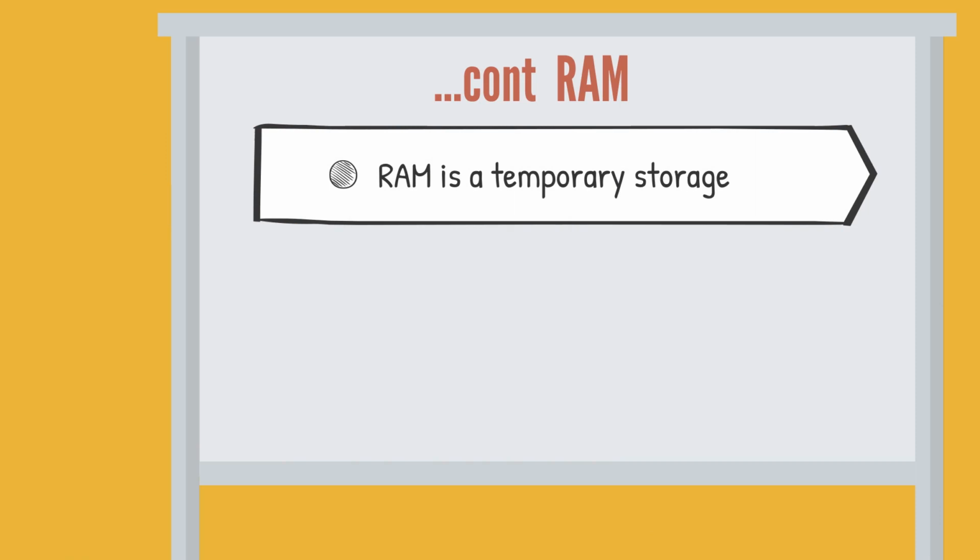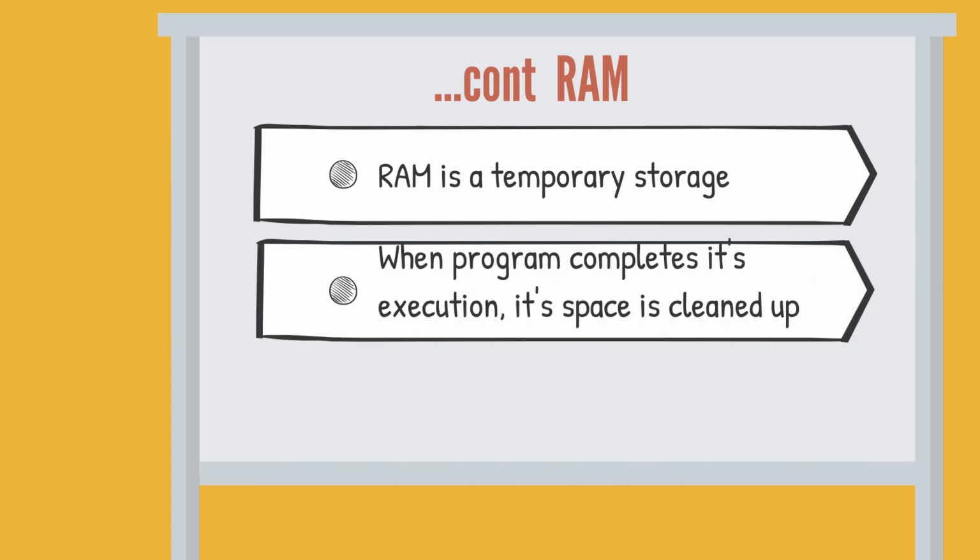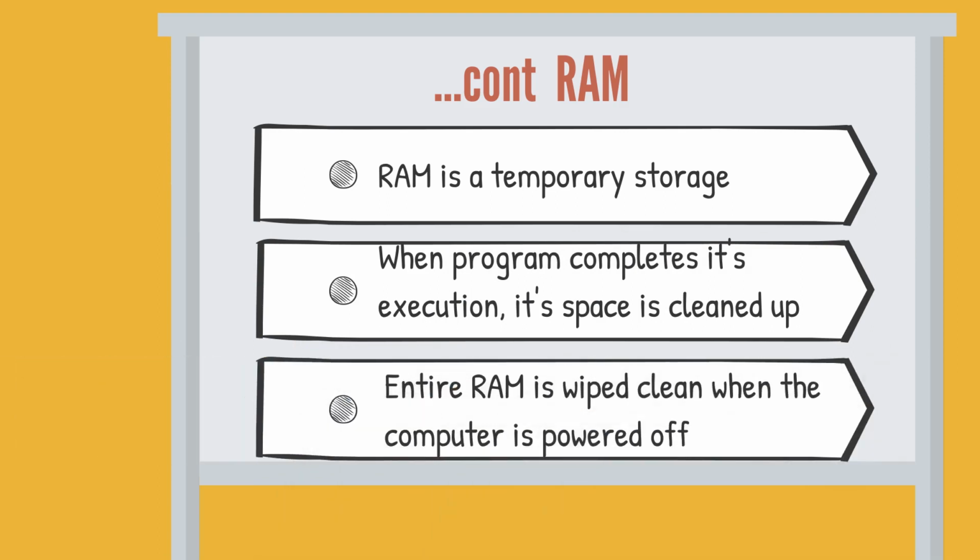RAM is a temporary storage. When your program finishes its execution, the place occupied by it is cleaned. And also, the entire RAM itself is wiped clean when your computer is powered off.